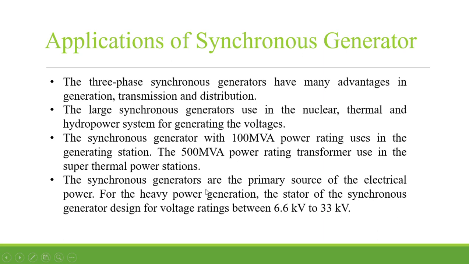The synchronous generators are also the primary source of electrical power. Basically, we have studied generation, transmission and distribution in one of the videos. In that, the generation part is done by this synchronous generator. So for heavy power generation, this synchronous generator will be used, and it can be designed for a voltage rating of 6.6 kV, 33 kV or 11 kV.